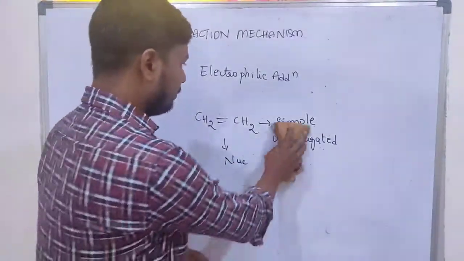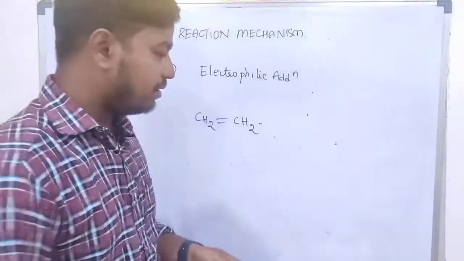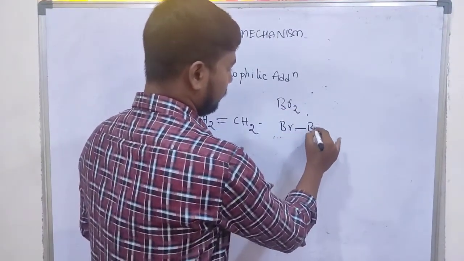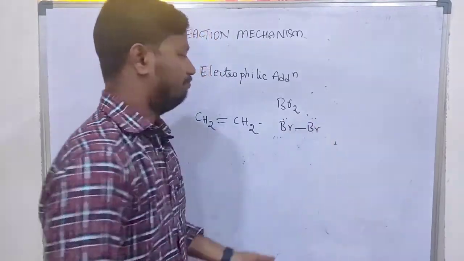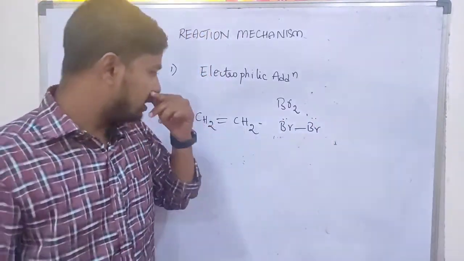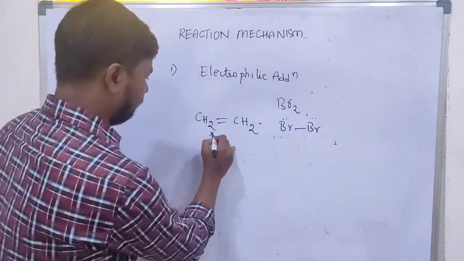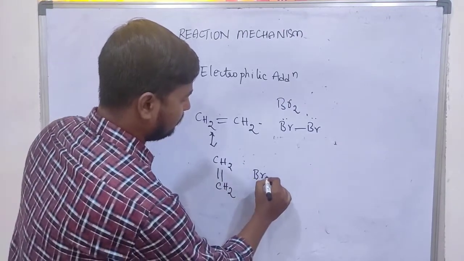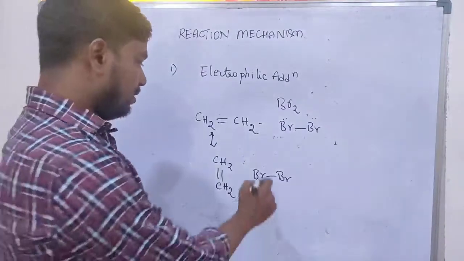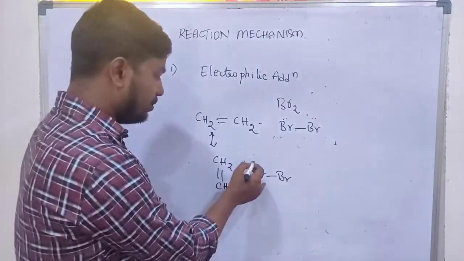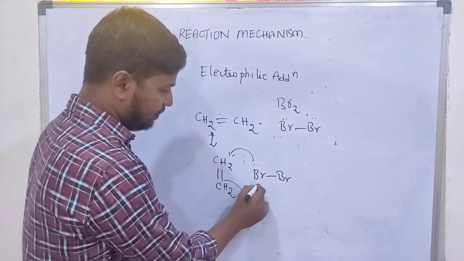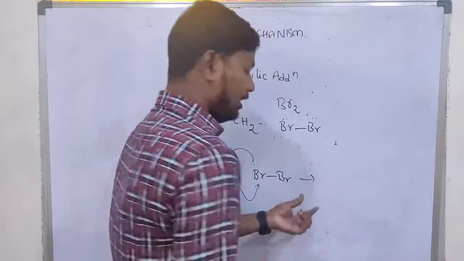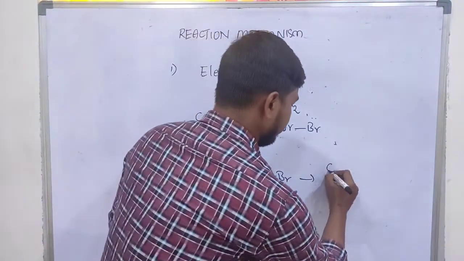I am taking bromine, that is the bromine molecule, Br2. I will write it simply as Br bond Br. We know that halogens contain 3 lone pairs of electrons. So this bromine is going to attack here and this is going to attack here. This is a concerted mechanism and results in the formation of a species called bromonium ion.